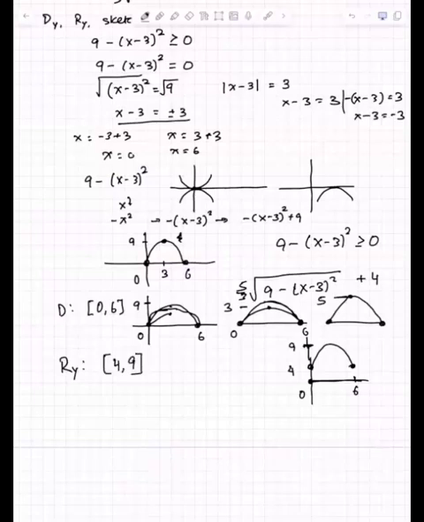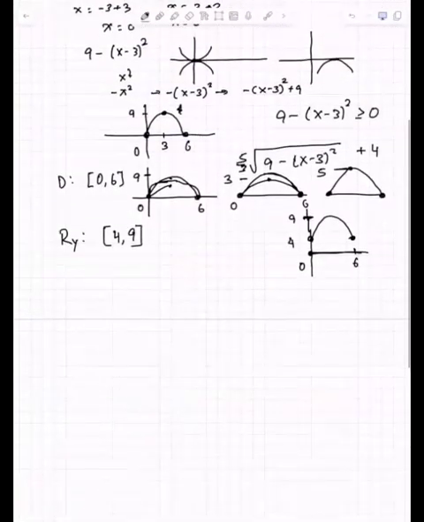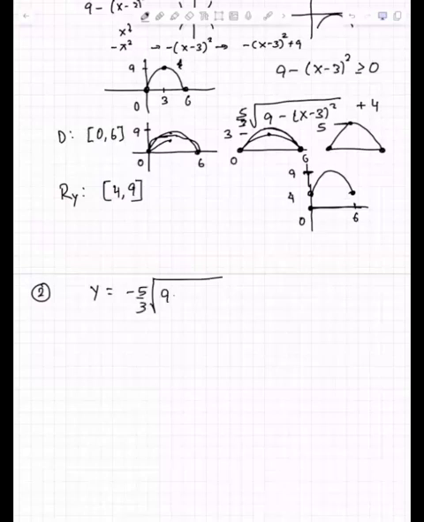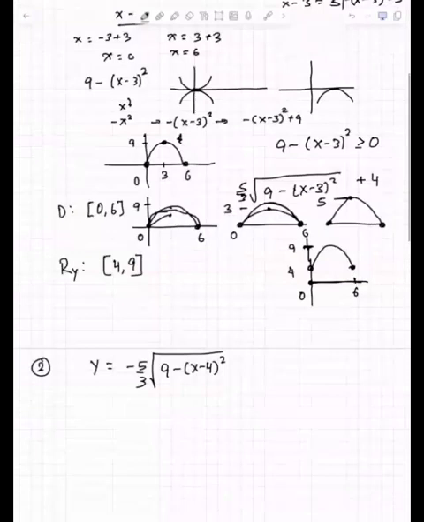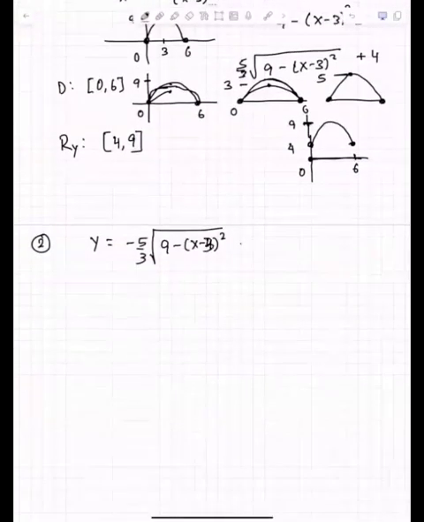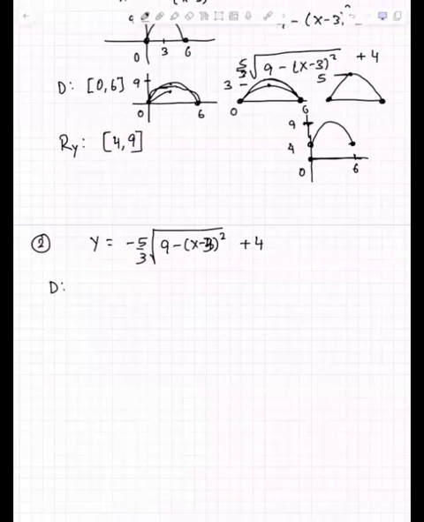Hope that's okay. Now we'll do the same thing for the other one, which was number 2. Y is equal to negative 5/3 square root of 9 minus (x minus 3) squared, plus 4. Okay, we don't have to go through the same thing again. We know the graph of this.